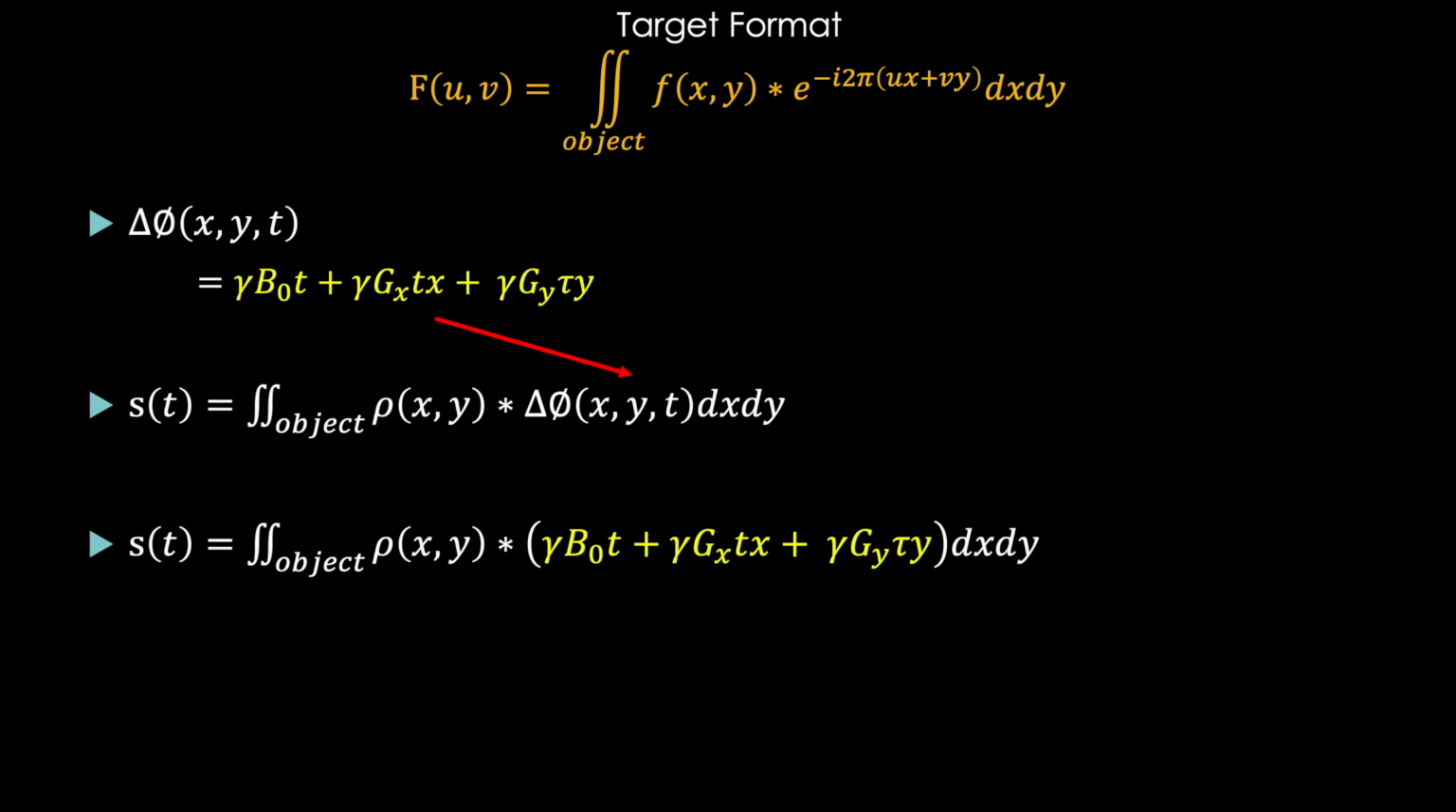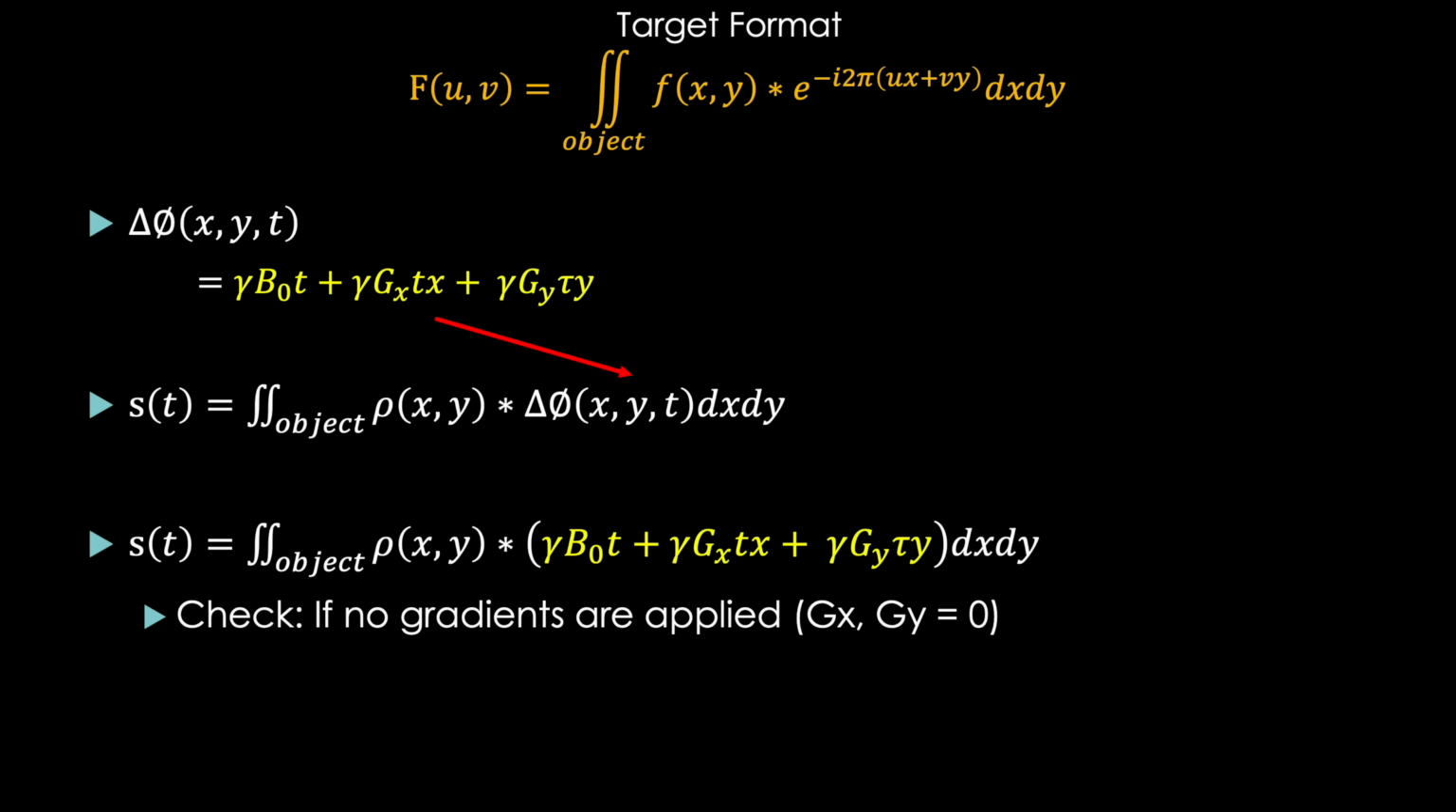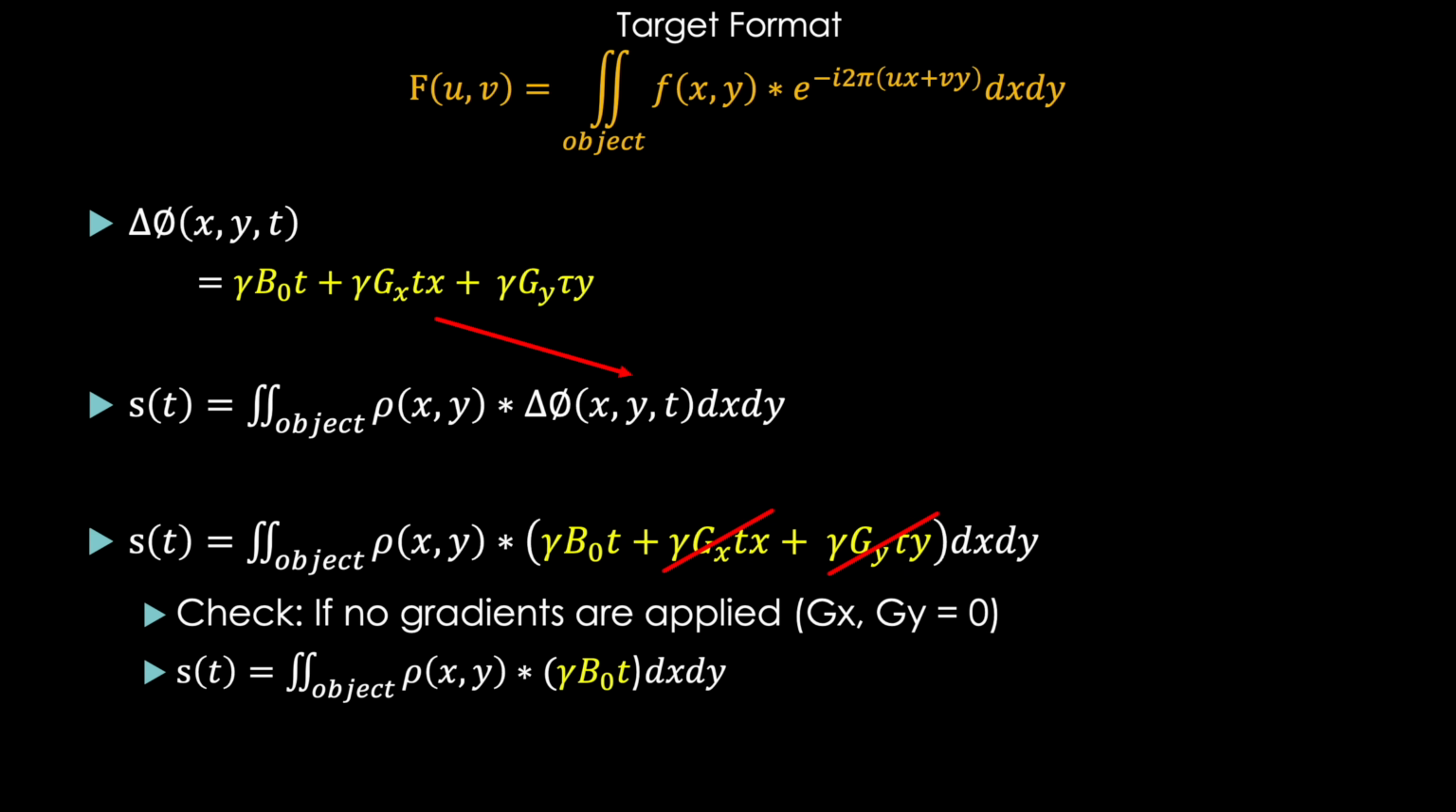This gives us this messy looking formula here. Let's do a quick check to make sure we haven't made an error. If we apply no gradient fields, meaning gx and gy equal 0, these terms go to 0, and we're left with only the baseline precession b0. It seems to check out.